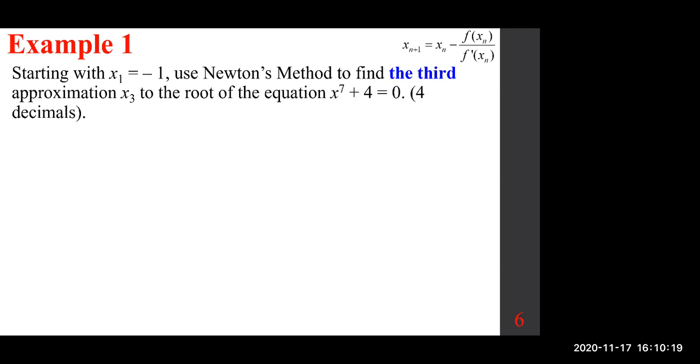So what is the function? The function is f of x equals x to the power of 7 plus 4. So immediately when we look at this formula, we need f prime. Let's come up with f prime, which is 7x to the power of 6. And we also need to start from somewhere. They said from -1, and so we can go with the next.